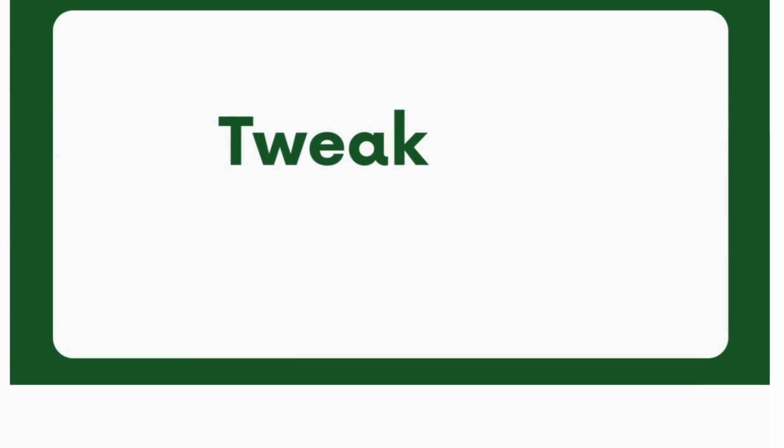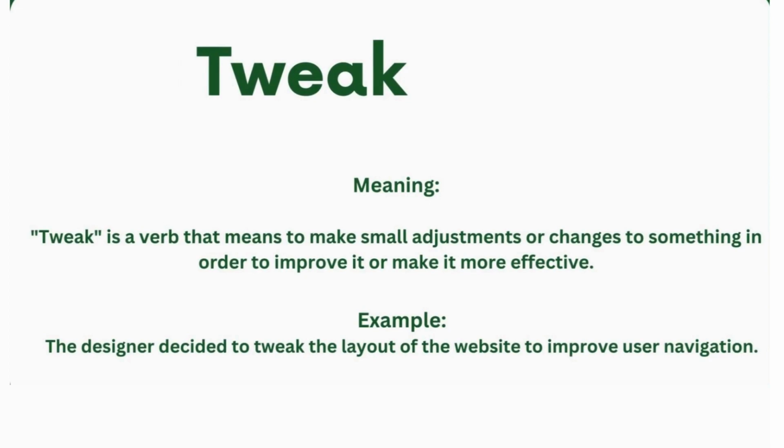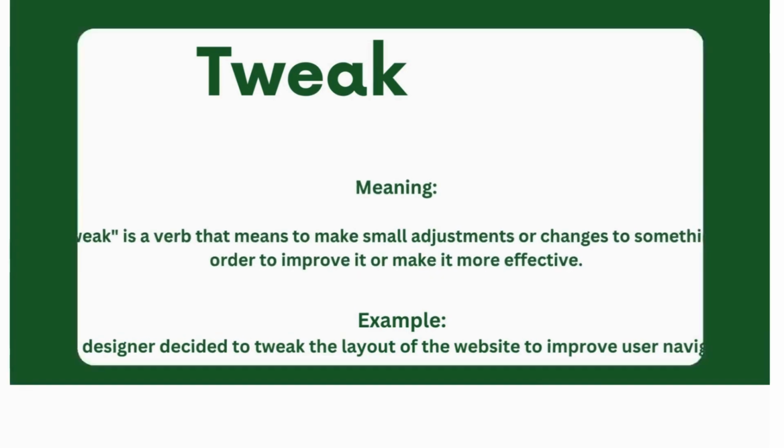Tweak. Meaning. Tweak is a verb that means to make small adjustments or changes to something in order to improve it or make it more effective. Example. The designer decided to tweak the layout of the website to improve user navigation.